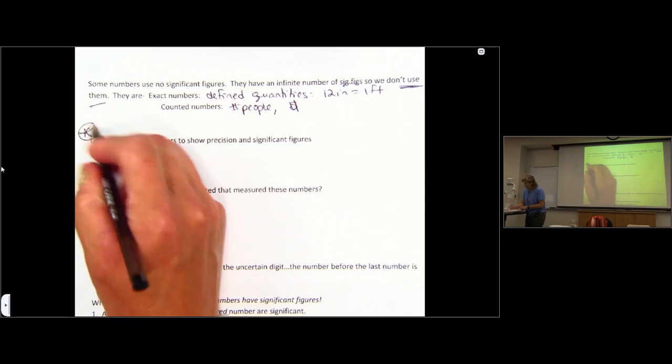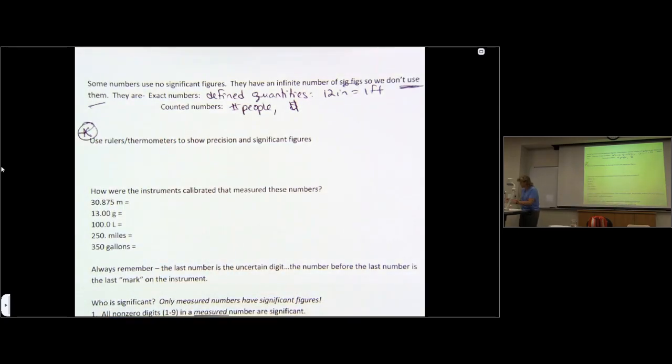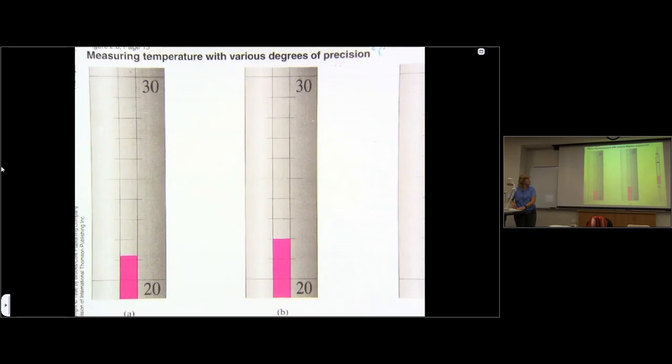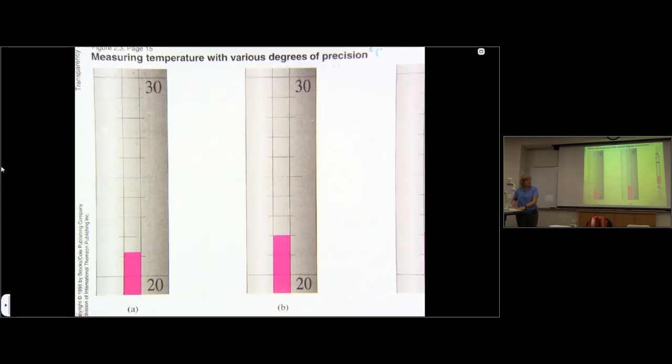So one of the things that you were supposed to print out today, and this is in the day 1 notes, is the measuring temperature with various degrees of precision handout. And this is what it looks like. You actually have 3 thermometers on this page. So we're going to simply read these. You're going to tell me what the measurements are.